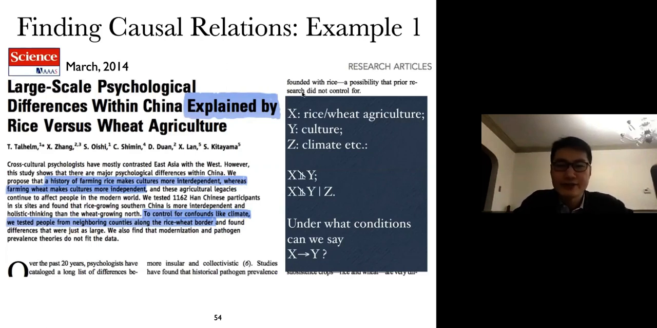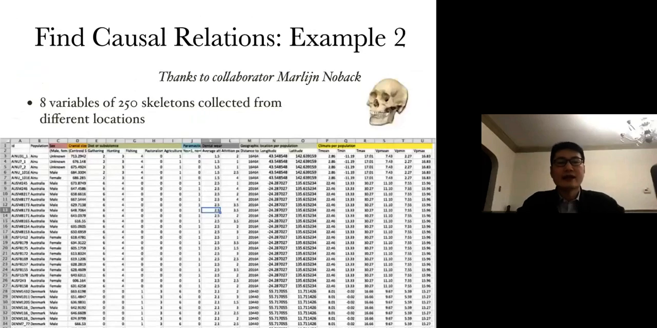Here, basically, you can see how they infer the final conclusion. We have different random variables. We observe some dependence and conditional dependence, and finally, under some further assumptions, we can draw the conclusion that S causes Y. This is another example. The data was collected by my collaborator, Marlene Nobeck. Her last name is very nice.